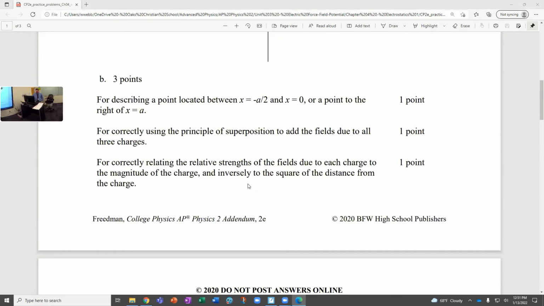So just recognizing that, and let's see, correctly, a lot of strings field due to each charge. Oh yeah, just somewhere in your explanation, basically commenting on the fact that it's relative both to the magnitude and the position, but the position is a quadratic relationship, not linear. So anything you want to ask about B?